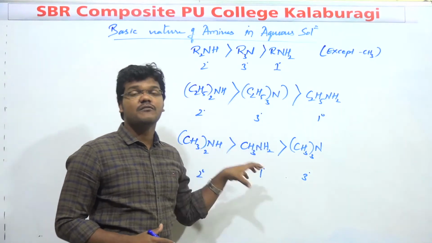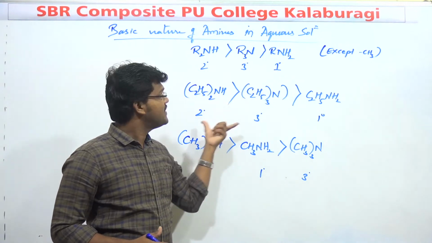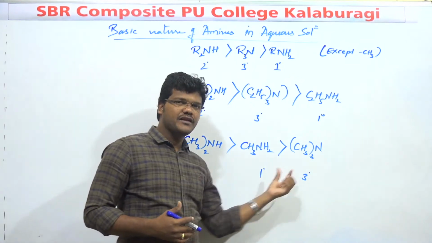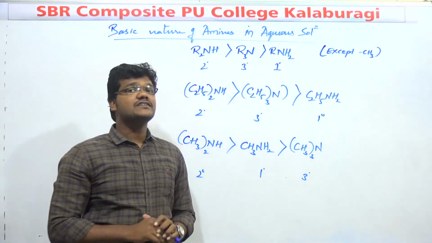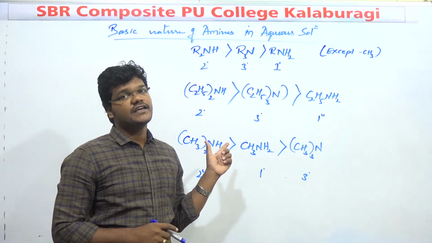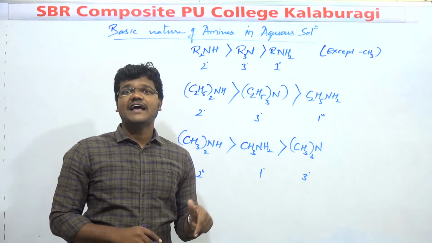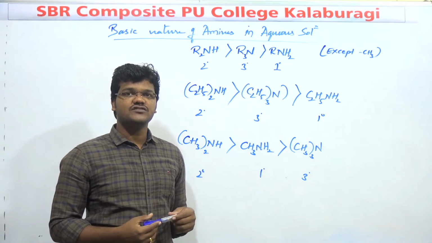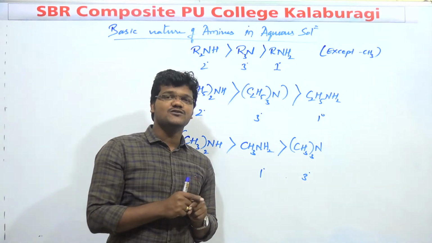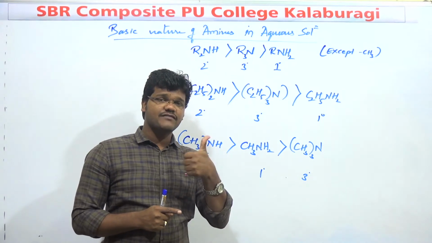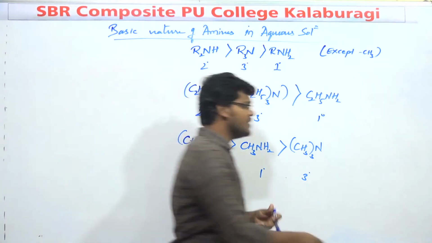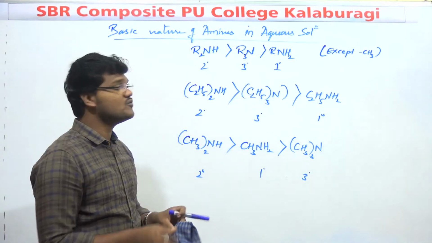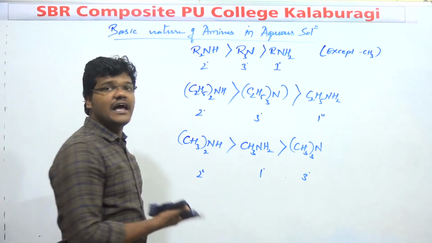These are the orders of basic nature of alkylamines. Except methyl it is secondary, tertiary, primary, and for methylamine we have a separate order: secondary, primary, tertiary. We will discuss why it is so in the case of aqueous solution. In the case of the gaseous state, we usually explain based on the inductive effect. But in the case of aqueous solution, we have two more effects: one is the steric effect and the other is the solvation effect. Let us learn in detail about the basic nature of amines in the aqueous state.